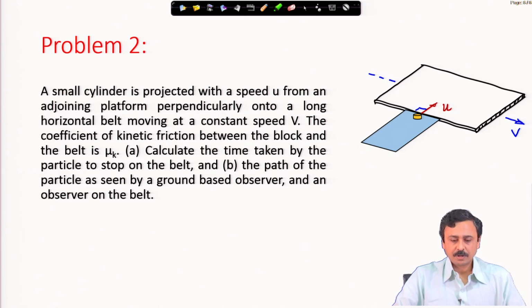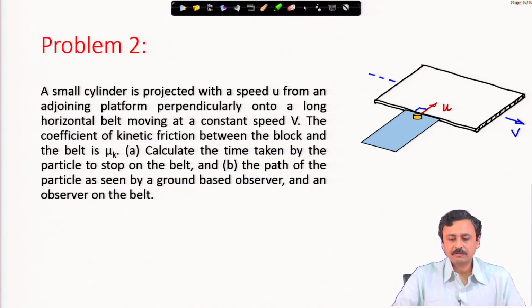A part of the problem asks you to calculate the time taken by the cylindrical block or particle to stop on the belt, because there is friction. If you project that cylinder, it will start moving initially on the belt, but because of friction it will come to a stop somewhere. We have to calculate the time taken by the cylinder to stop on the belt.